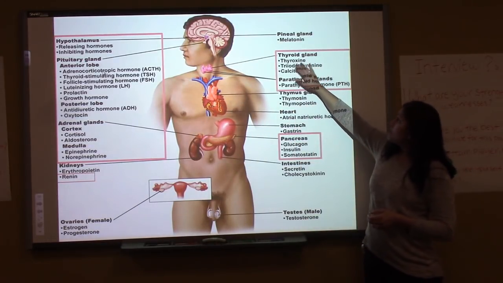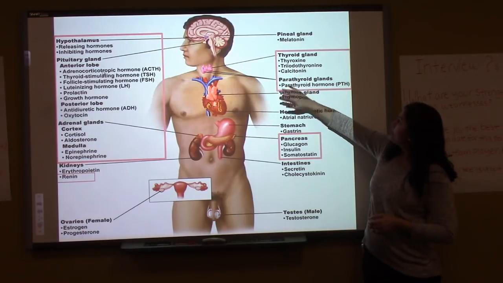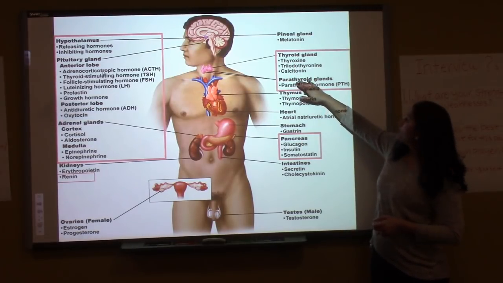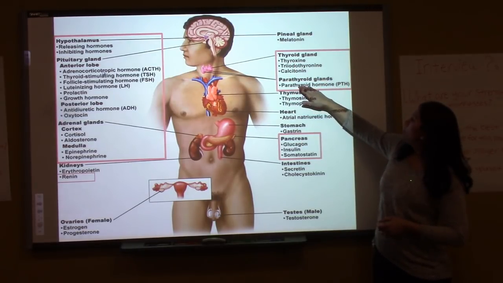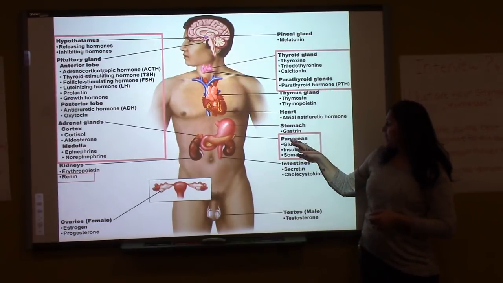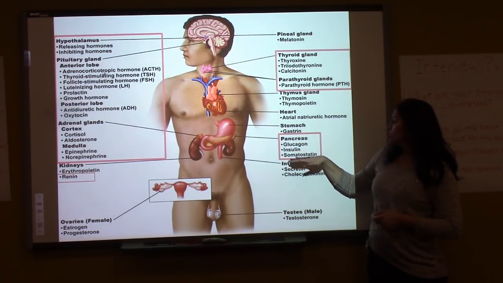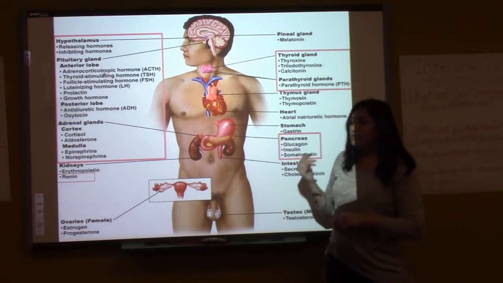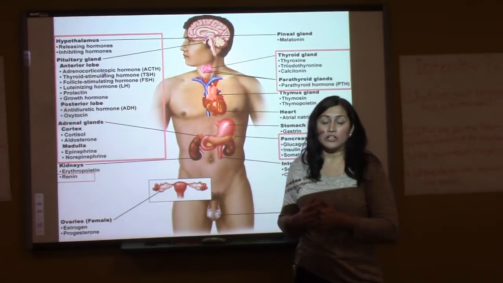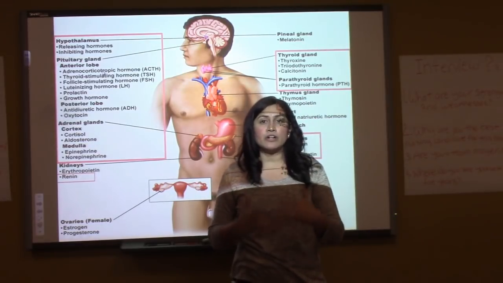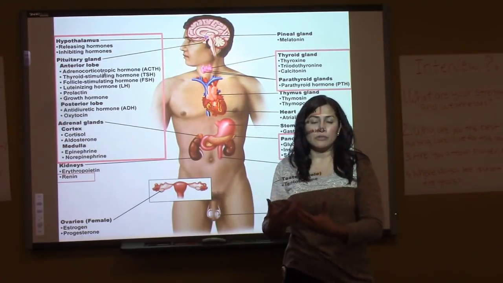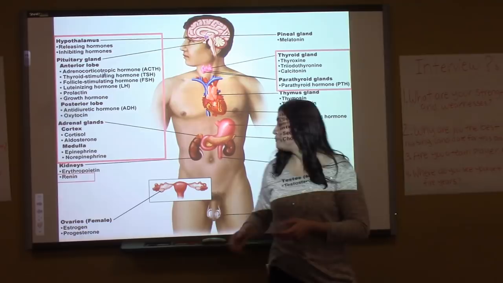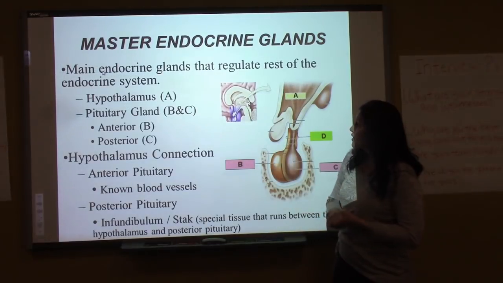For the thyroid gland, know about T4, T3, and calcitonin. For the parathyroid gland, know parathyroid hormone. For the pancreas, know glucagon, insulin, and somatostatin. Okay? Any other hormone that has not been included in this chapter will be covered somewhere else when we deal with that particular topic.